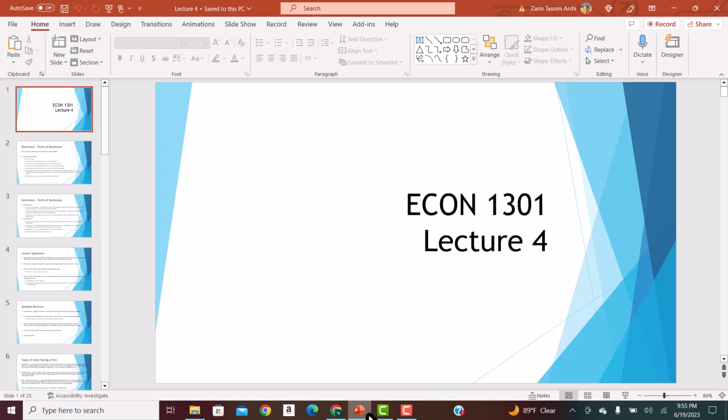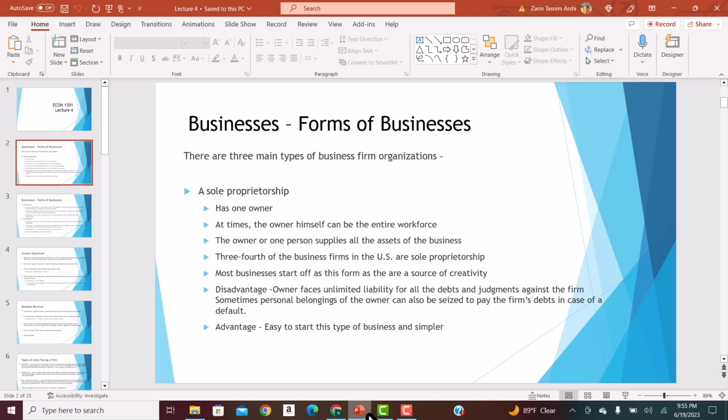Okay, so we're going to look into that, and this is very important because they need to understand what their costs are and how they can reduce these costs in order to make money, or in order to make profit. So to start off, we are going to talk about the three main different types of business firm organization.